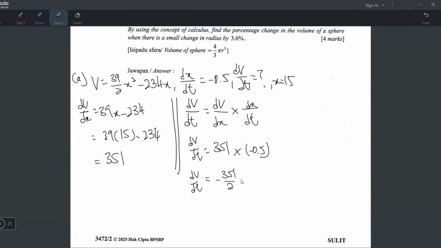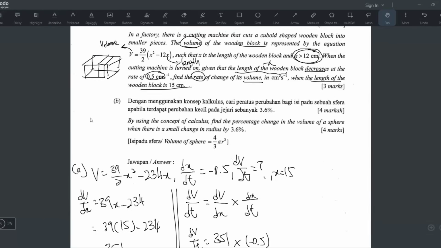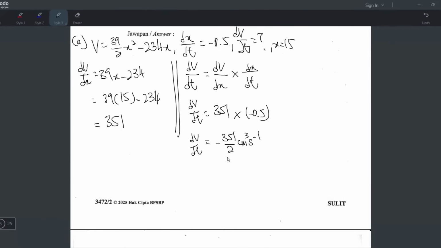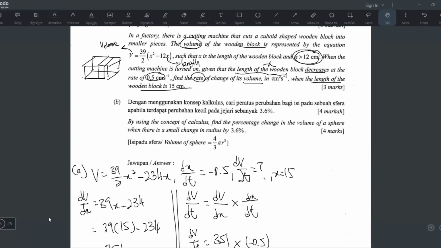And don't forget the unit. V is cm cube, time is second. Yeah, I think they mentioned it here also. Yeah, cm cube, second, right? If you want to write in decimal, can also. In decimal, it's negative 175.5 cm cube per second, right? Yeah, it's the same for both. You can write either above or below. Alright, I'm done for this A question.